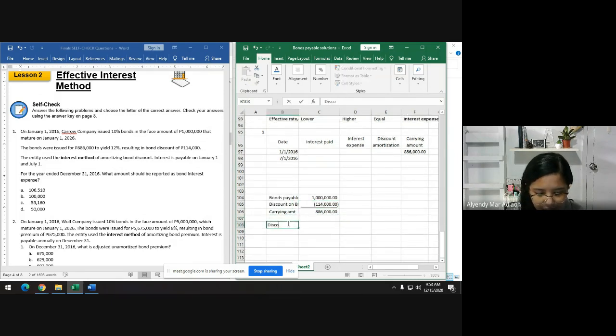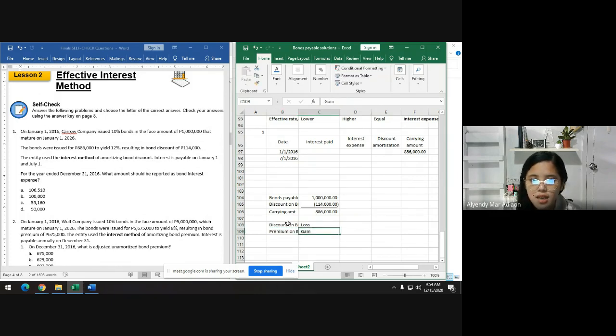I discussed this before, but just a review: if there is a discount on bonds payable, that is a loss on our part. If there is a premium on bonds payable, that is a gain on our part.